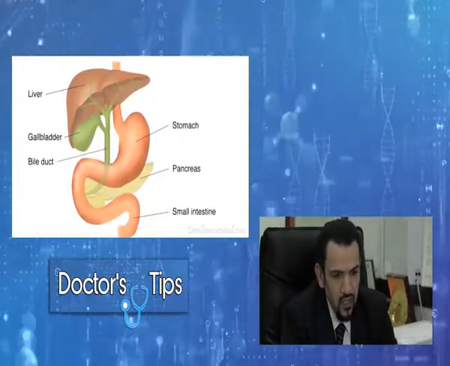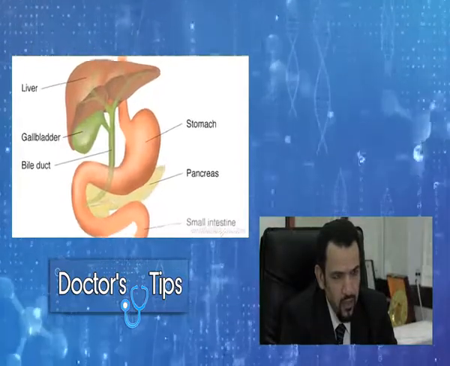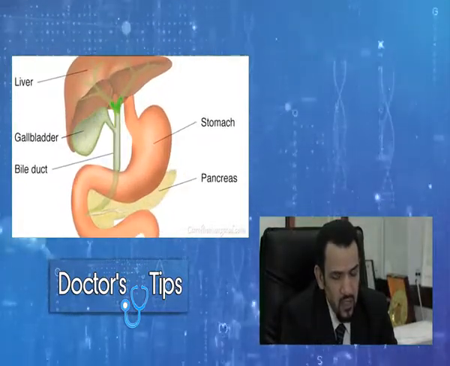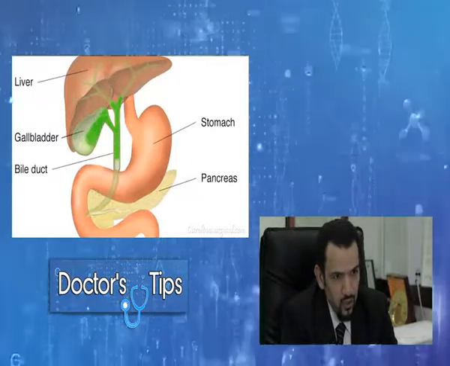Actually, the bile is secreted by the liver and stored in the gallbladder. So the main function of the gallbladder is storage. It does not have any secretory function. Its main function is to store the bile which is secreted by the liver. What's the function of the bile? The liver secretes the bile, and we use it to digest fat. So this is the main function of the bile.